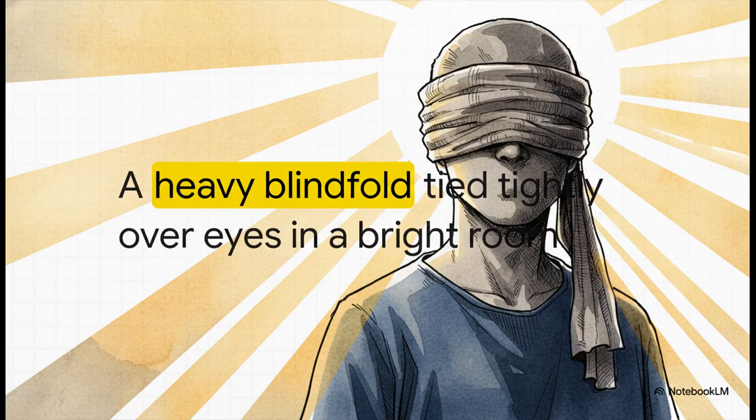And here is step 3, our visual translation. Picture a highly saturated, incredibly vivid image of a heavy, thick blindfold tied tightly over someone's eyes, even though they're standing right in the middle of a brightly lit room. It's not a foggy brain, it is a physical, heavy blindfold that absolutely prevents you from seeing the vibrant reality right in front of your face.